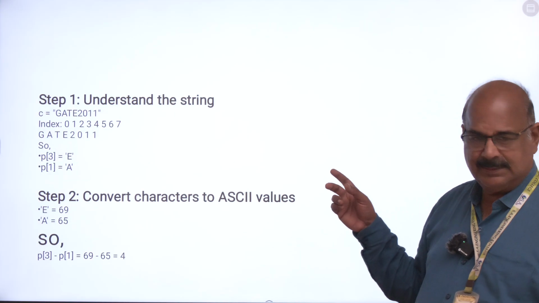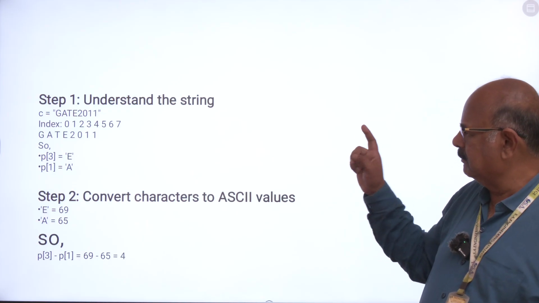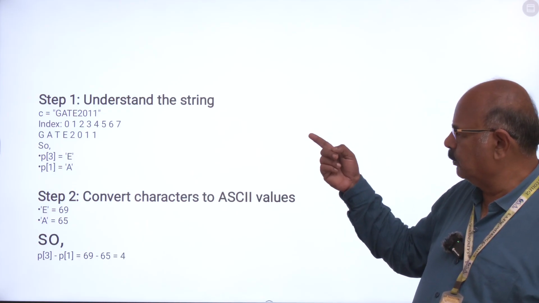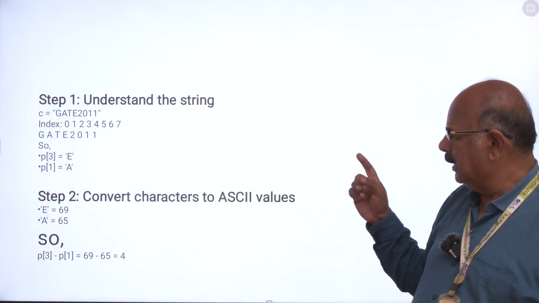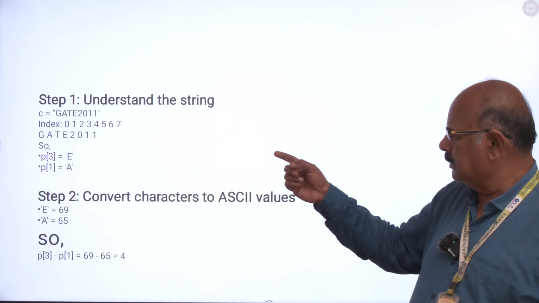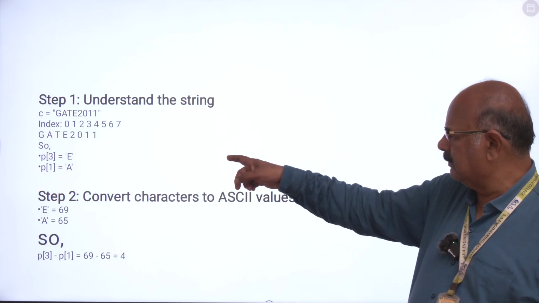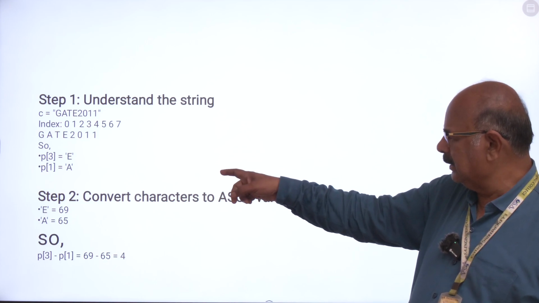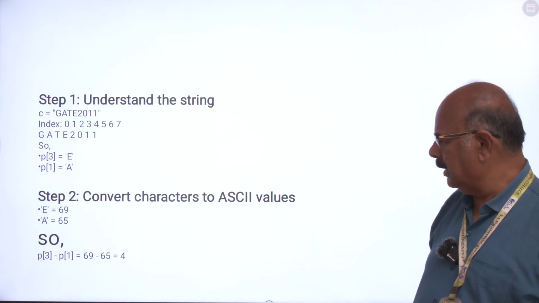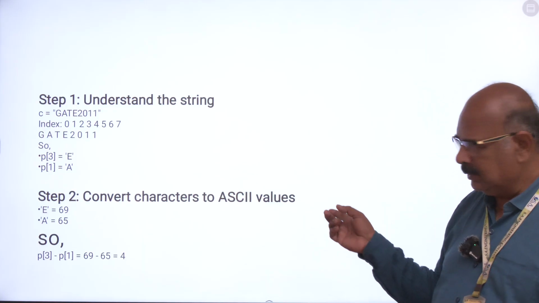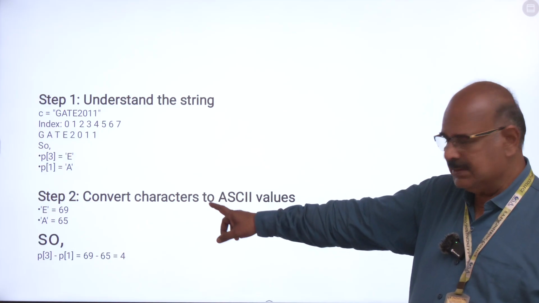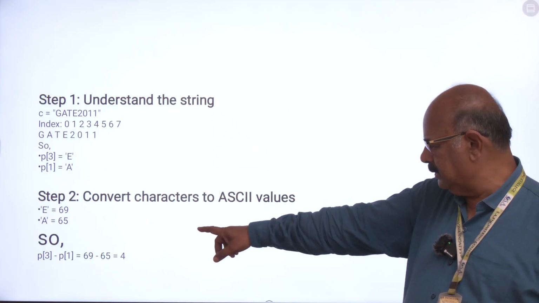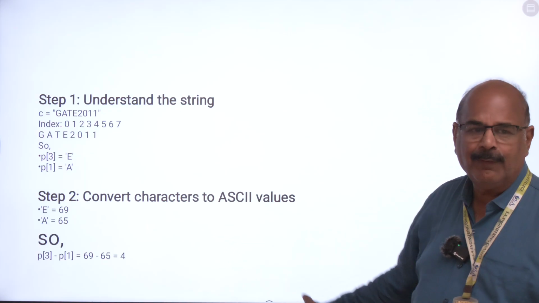Step 1, understanding the string. First you have to understand the string: c is equal to GATE2011, so the indexes we are giving are 0 1 2 3 4 5. In the string GATE, p[3] is the value E, and p[1] is A. So we convert the characters to ASCII values. E is 69 and A is 65, so p[3] minus p[1] is equal to 69 minus 65, which is 4.